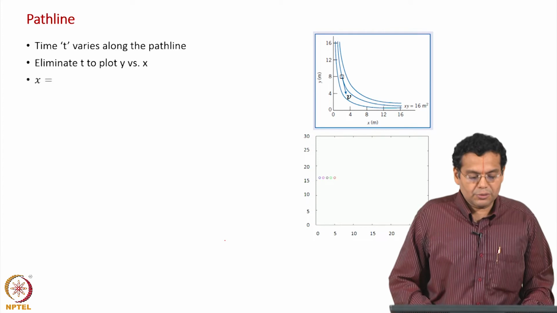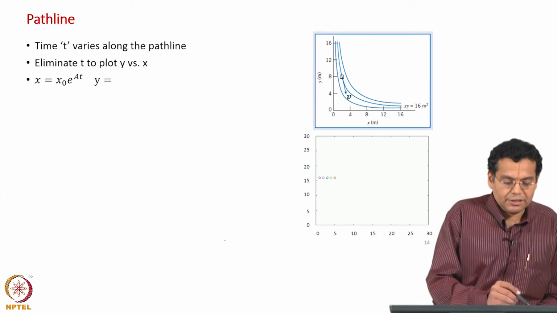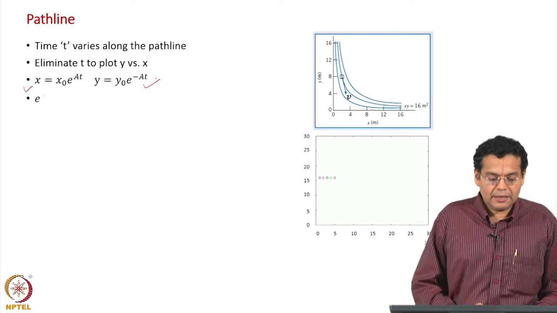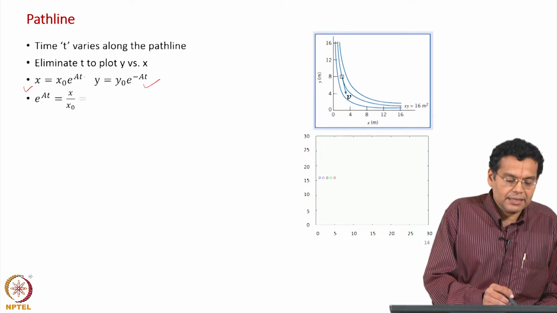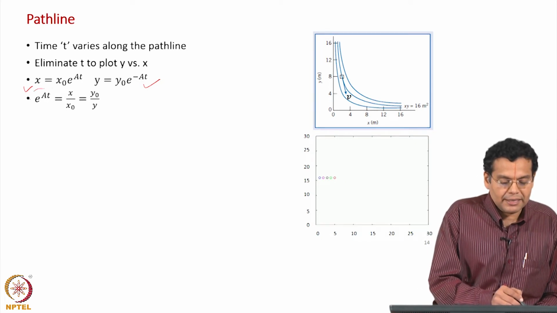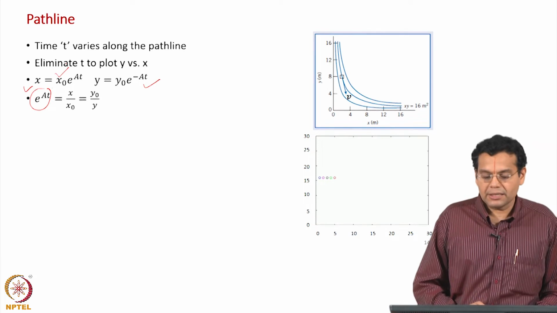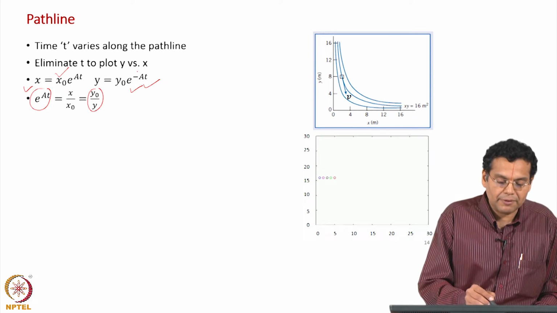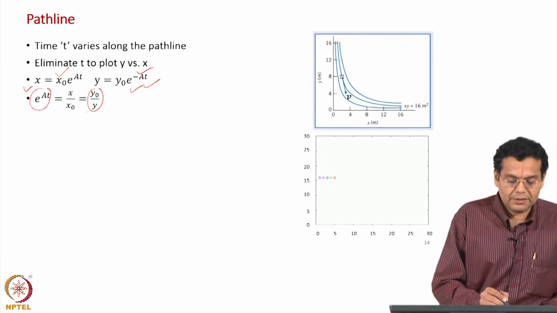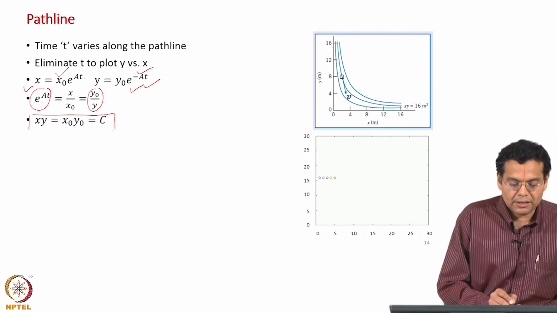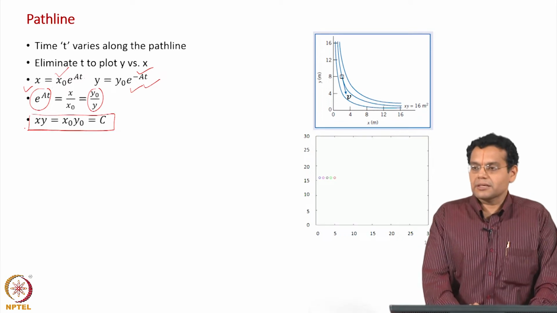Okay. So, how do you do that? We have got the equation for x, we got the equation for y, and eliminating t means that, let us say, express t in terms of x and substitute here, or it can be done as shown here: e power At from this equation is x by x naught, e power At from this equation is y naught by y because it is e power minus At. So, from this equation you can write xy equal to x naught y naught is equal to a constant.